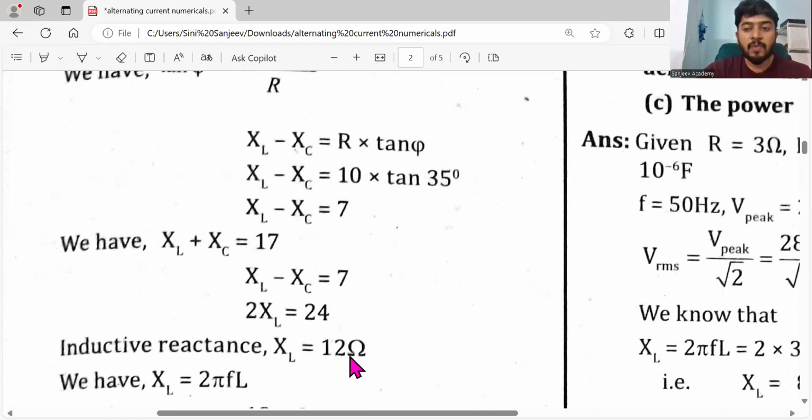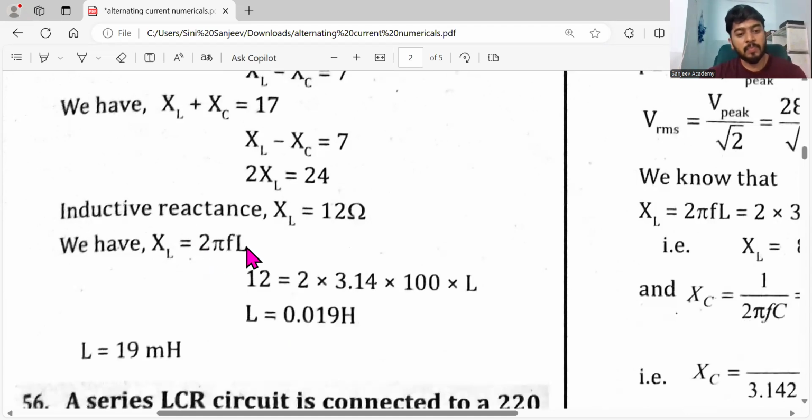The question is, what is the value of inductor? L is inductor, C is capacitance. And for XL, there is a simple formula, 2 pi FL or omega L. Frequency is also given in the question. It is 100. So 2 into 3.14 into 100 into L. I'll get the L value also. Very easy calculation. So any doubt? Once the class is over, I'll help you out on the same.